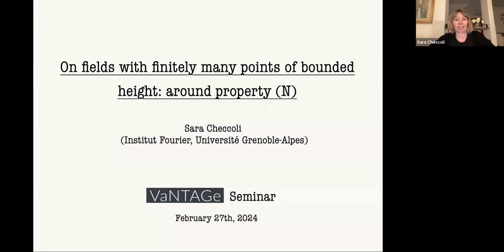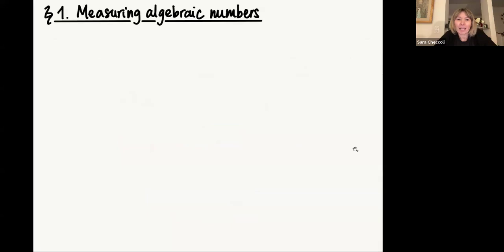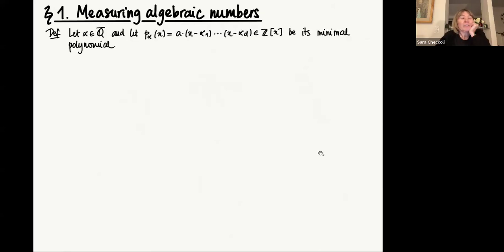I will recall several classical facts, or maybe facts which might be very classical for some other people in the audience. But let's get started. Okay, so let me make a short introduction to some object that we already saw in, for instance, Xiang's talk. So the Weil height. We saw that this is a way of measuring algebraic numbers. So let's see how. Let me define this.